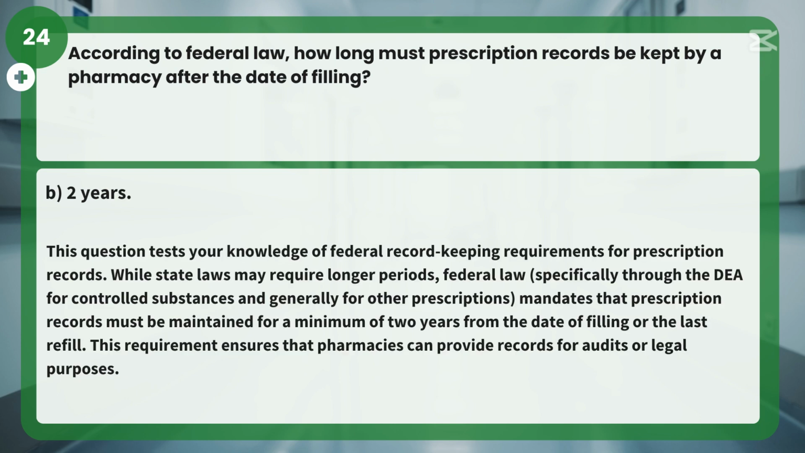Answer: B. 2 years. This question tests your knowledge of federal record-keeping requirements for prescription records. While state laws may require longer periods, federal law, specifically through the DEA for controlled substances and generally for other prescriptions, mandates that prescription records must be maintained for a minimum of 2 years from the date of filling or the last refill. This requirement ensures that pharmacies can provide records for audits or legal purposes.